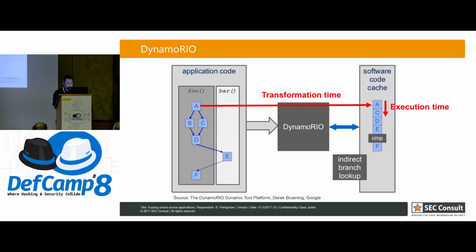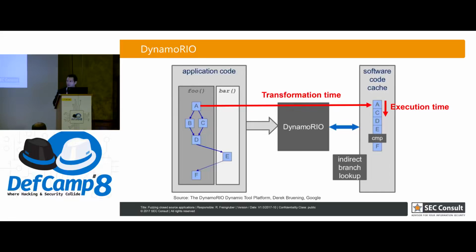So that means the first time you can register for this event at transformation time, so this will be triggered one time for this basic block A. At that time you can then say, I want to add additional code here in front of A. This will then be executed every time at execution time.